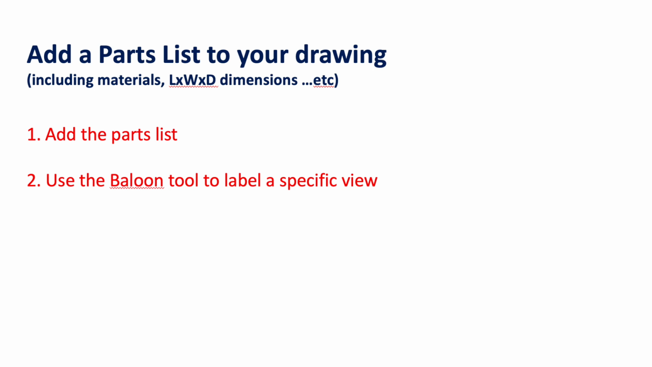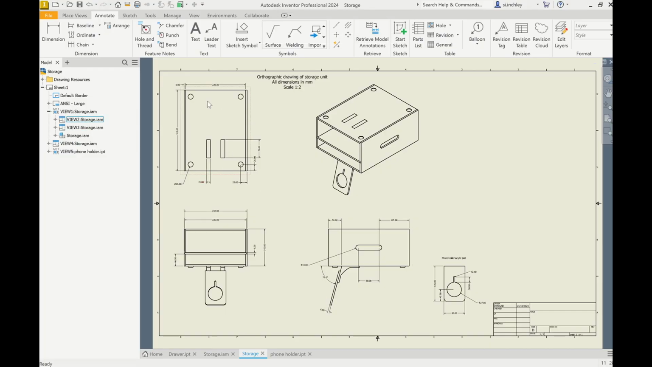In this video, I'm going to show you how to add a parts list to your drawing, which will include materials and specific dimensions. And I'm also going to show you how to use the Balloon tool to label a specific view on your drawing. Once you have dimensioned your drawing and added any titles, then you can go ahead and add a parts list.